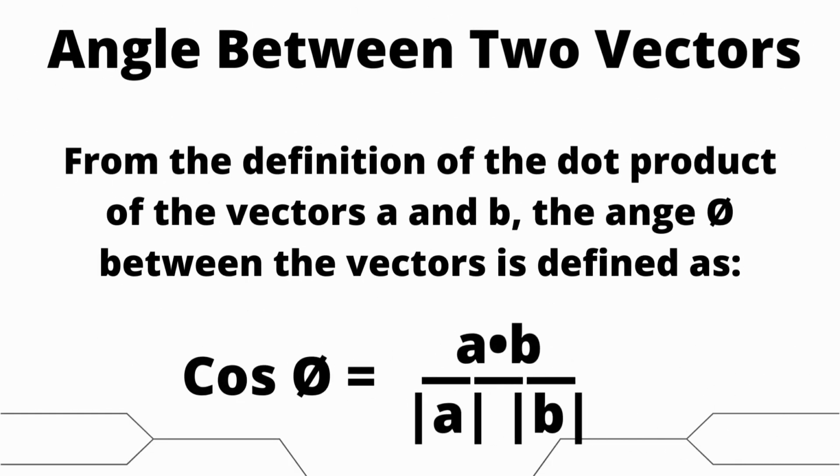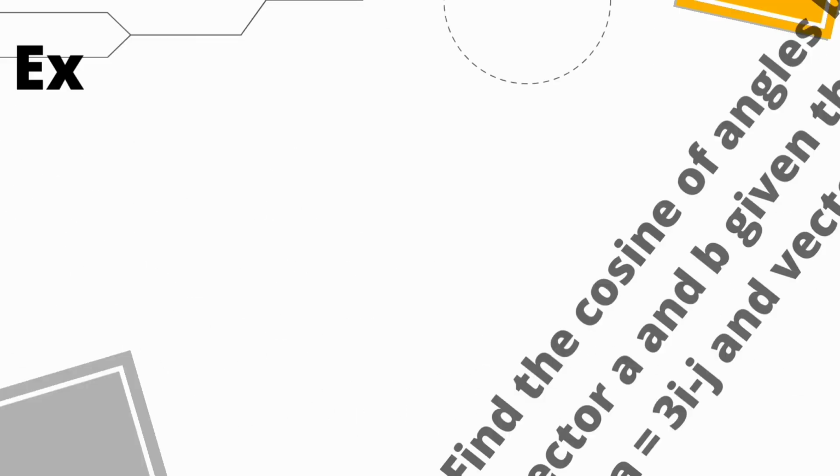Angle between two vectors. From the definition of the dot product of the vectors a and b, the angle phi between the vectors is defined as cos phi is equal to the product of the two vectors over the product of the magnitudes of the two vectors, which is a multiplied by b divided by the magnitude of a multiplied by the magnitude of b.